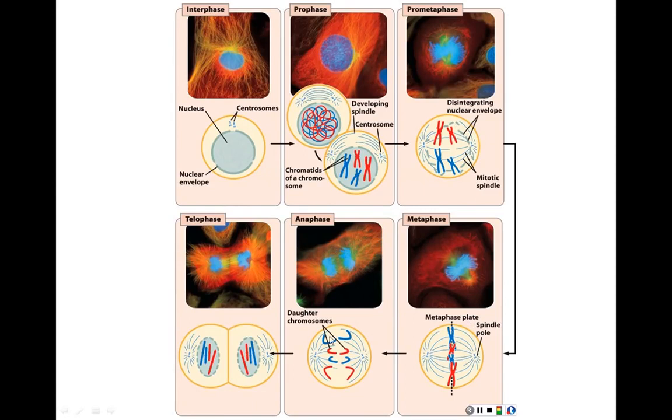Anaphase is marked by the breakdown of cohesin, allowing the two sister chromatids to become true, independent, distinct chromosomes, and they're pulled to opposite sides of the cell. We then move on to telophase, where two new nuclei form around those two sets of chromosomes that have been pulled to opposite sides of the cell, and cytokinesis or cell splitting can occur.